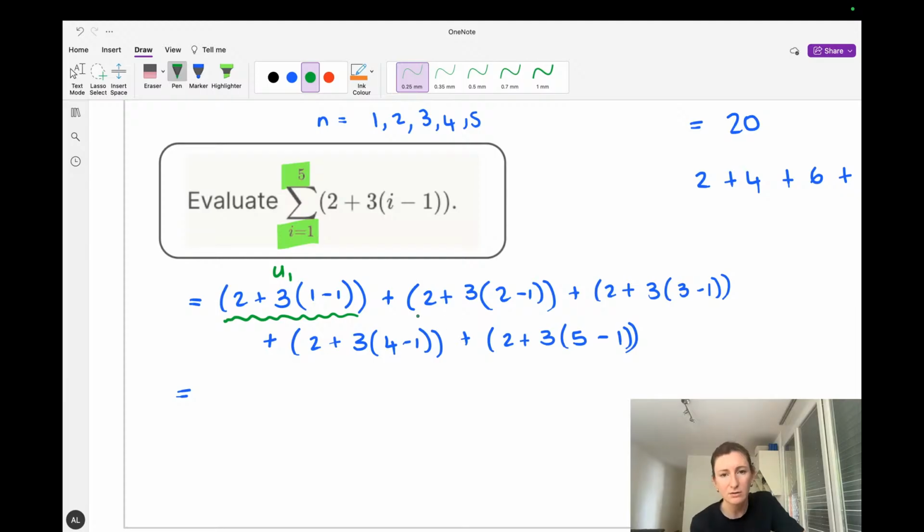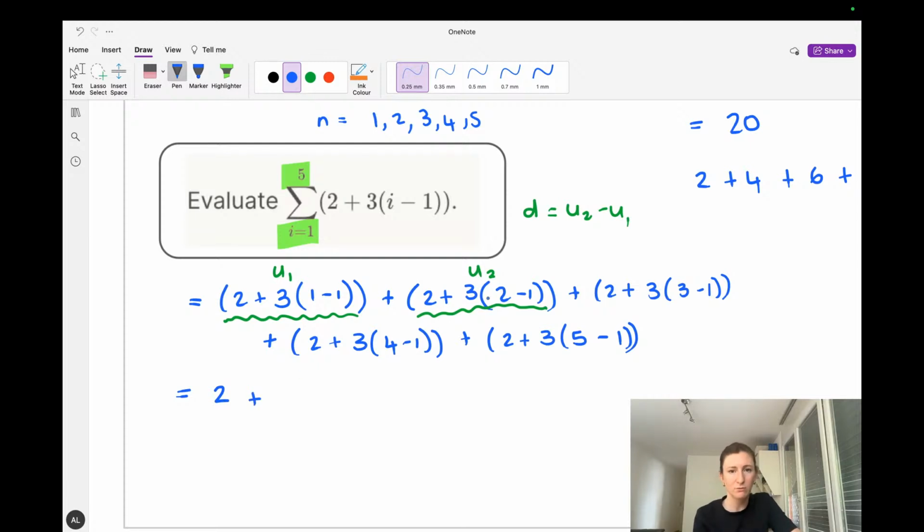And this is u2. So I can find my common difference if I take u2 minus u1. Then I have everything I need to get anything from the sequence. That comes up quite often as a question. Okay, so 1 minus 1 is just 0, so that's just 2. So my u1 is 2.